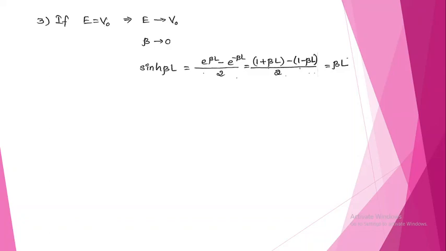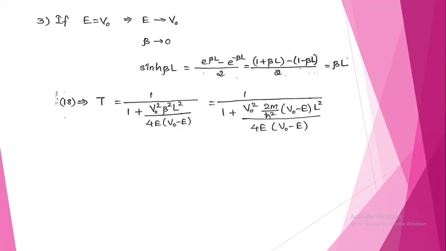So 1 minus 1 will get cancelled. 2 beta L divided by 2. Finally we are left with beta L. So when you substitute in the transmission coefficient equation, that is equation number 18, we can find out T is equal to 1 by 1 plus V naught square beta square L square divided by 4E into V naught minus E. So in place of sinh square beta L, we have substituted beta L whole square.